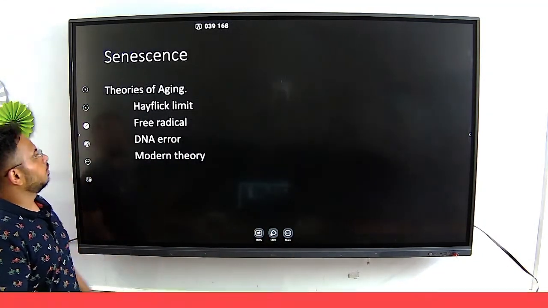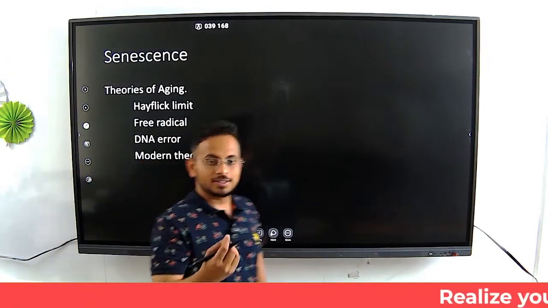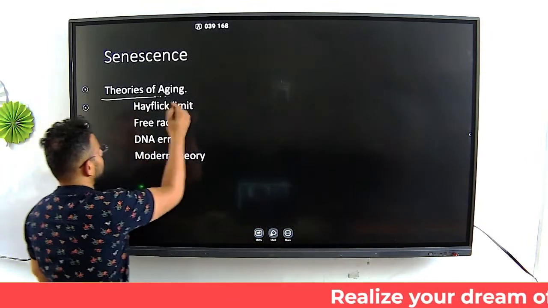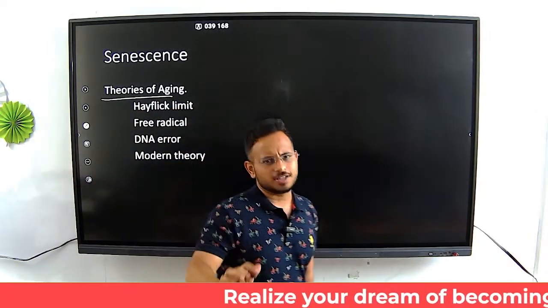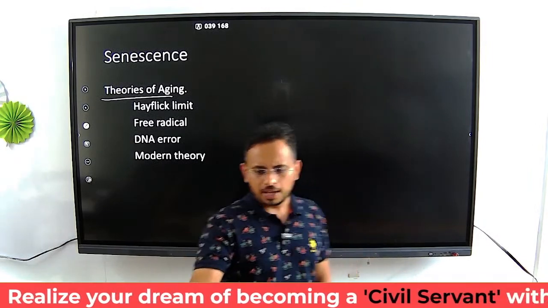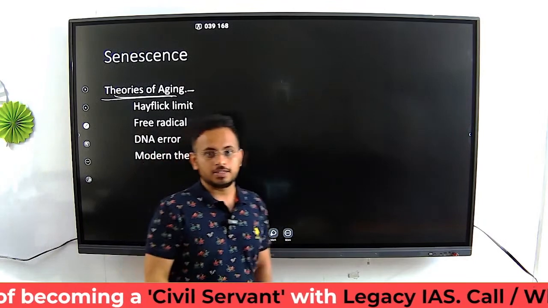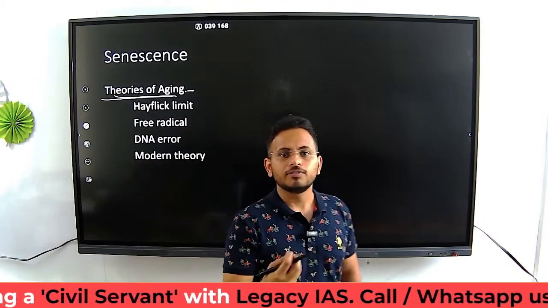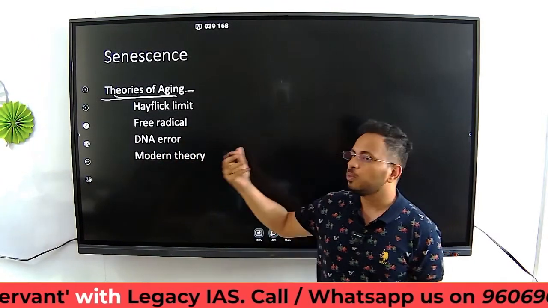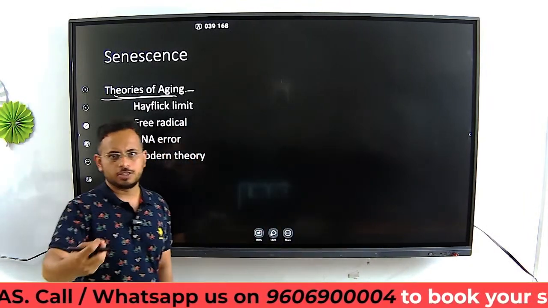Next phase, and a very important phase in everybody's life, is senescence. What is senescence? Senescence is just aging, age old, 50 years plus, 55 years plus, or 60 years plus, we call it senescence. First we'll have to talk about the theories of aging. Theories of aging give a lot of information or a reason why we actually age. Why do we become old? What happens?